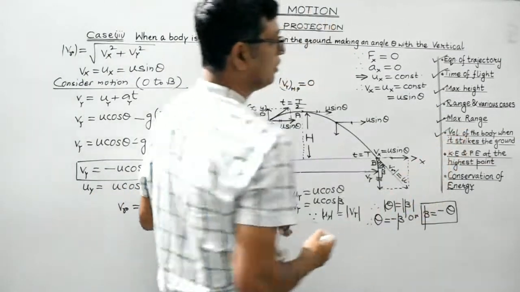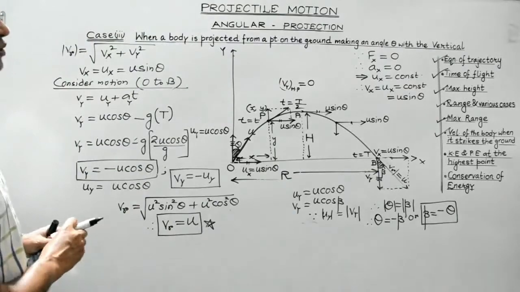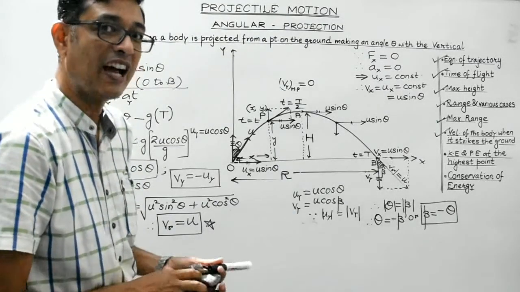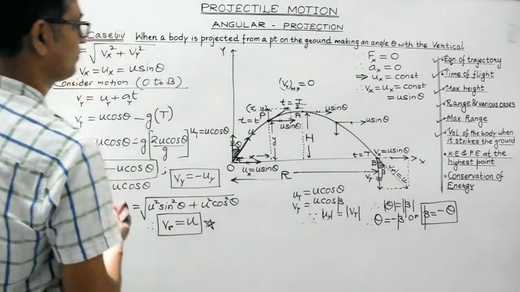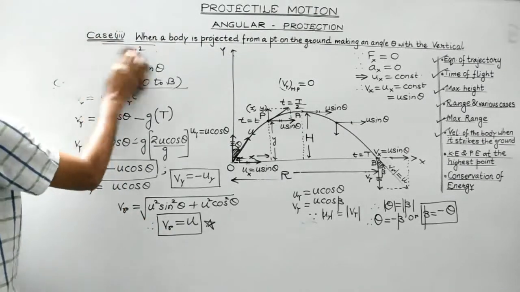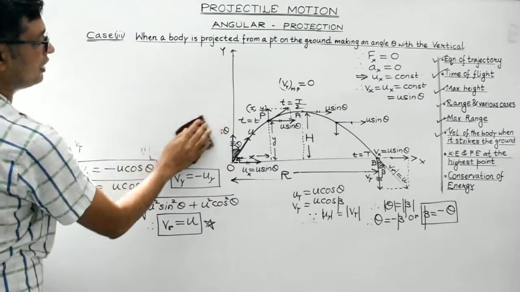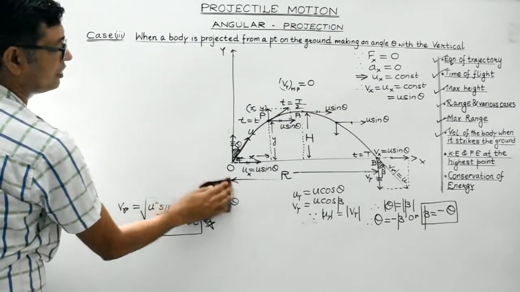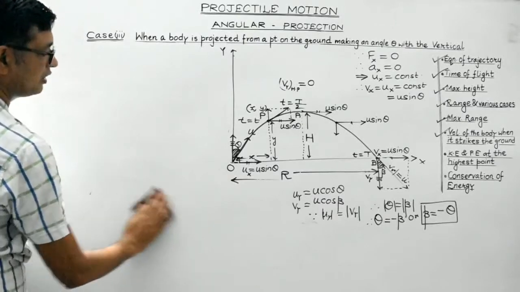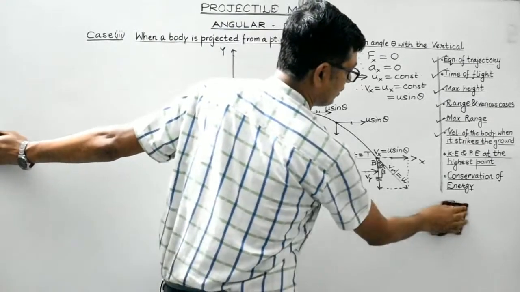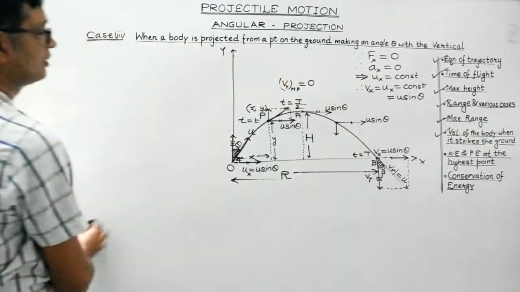So we are over with the velocity of the body when it strikes the ground. Both we have found the magnitude as well as the direction. Now, next one is to find out the expression for the kinetic energy at the highest point, and then to verify the law of conservation of energy. So that's again very simple.